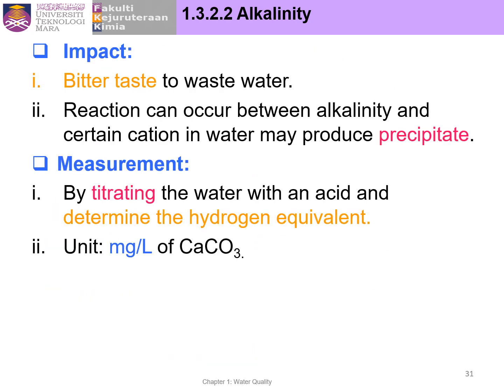What is the impact? Alkaline is a base, with a very bitter taste. It may also produce precipitate due to reactions in the water. How to measure the alkalinity? All of you know this. During school you have learned about acid and base, or alkaline and acid. By titrating the water with an acid and determining the hydrogen equivalent. So the unit is milligram per liter of calcium carbonate.